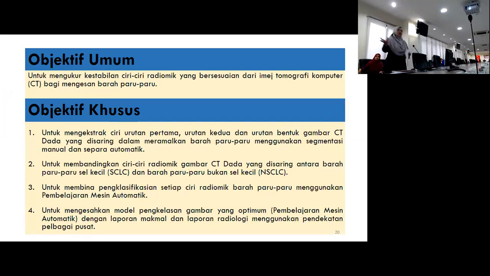Alright, so this is my general objective: untuk mengukur kestabilan ciri-ciri radiomik yang bersesuaian dengan imej tomografi komputer bagi mengesan barah paru-paru. The specific objectives: as I mentioned just now, there is a flow. Number 1, we have to extract the features by using first order, second order, and also higher order features. Number 2 is to compare the radiomic features of CT thorax between SCLC and non-SCLC. Number 3 is to classify it using automatic machine learning. And number 4 is to validate the results.